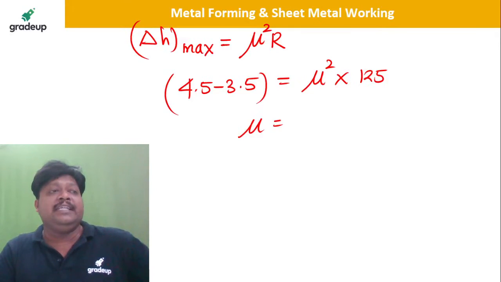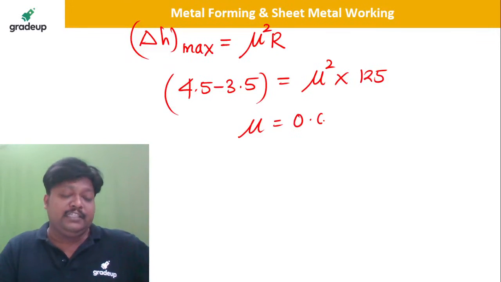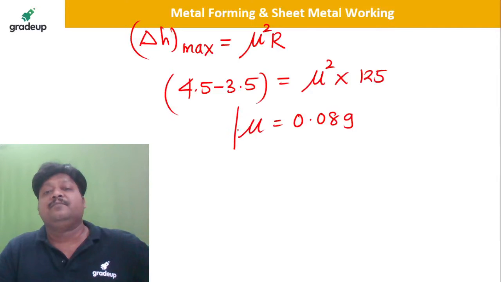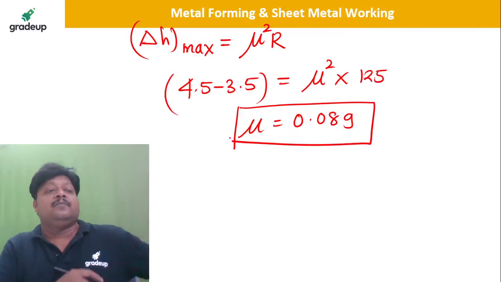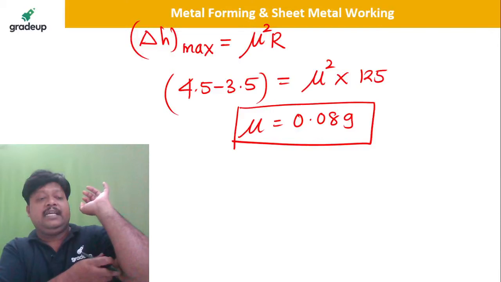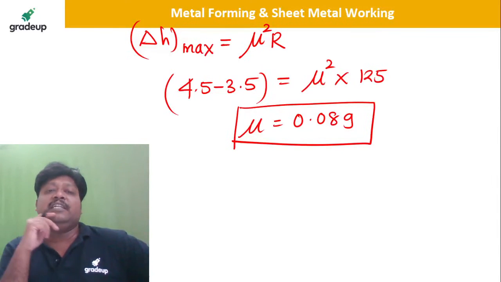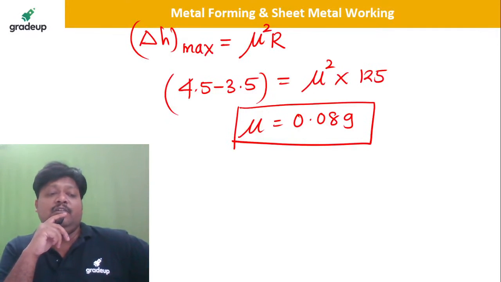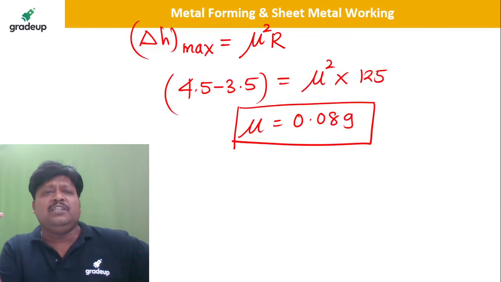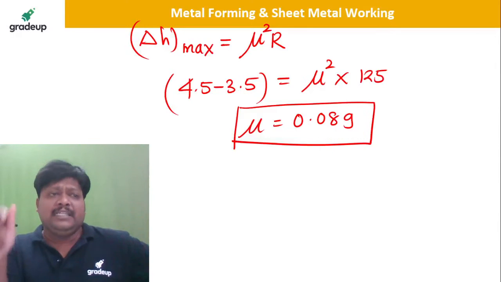Yes, dear students, please calculate the mu value: 0.089. Have you got this value? Yes, Sudhir, very good. 0.089, this is the coefficient of friction for the maximum possible reduction. Very nice, Kalpana, very good. Come on, participate. Don't only watch the session. Practice it here only.